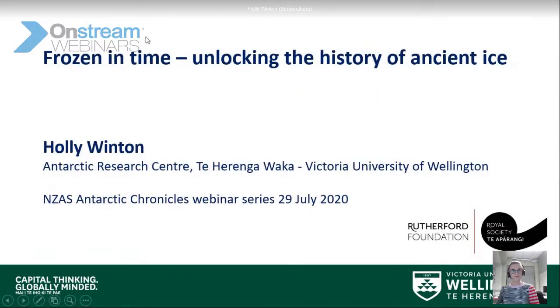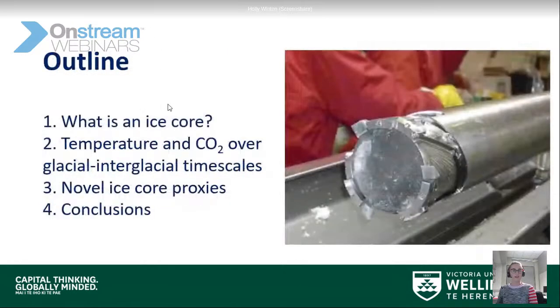There we go. So yes, the title of this talk is Frozen in Time, and I'm going to talk to you about how we unlock the climate history from ice cores. Ice cores are most famous for their temperature and CO2 records over glacial and interglacial timescales. So I'm going to really focus on that today, but also wanted to give you a bit of a flavour for some of the other really cool information we get from ice cores and some of the new exciting developments we're doing here in New Zealand. But first, I'll give you a bit of an introduction to what an ice core is.